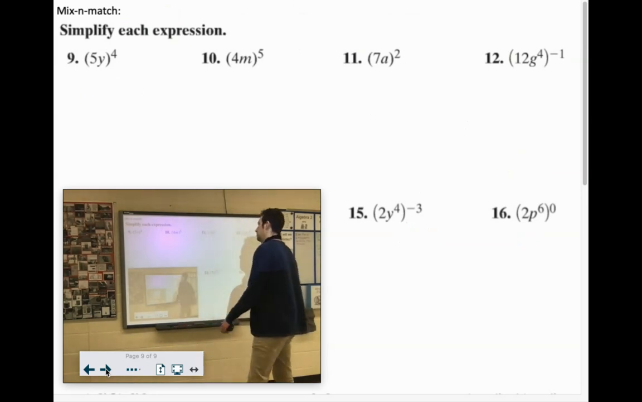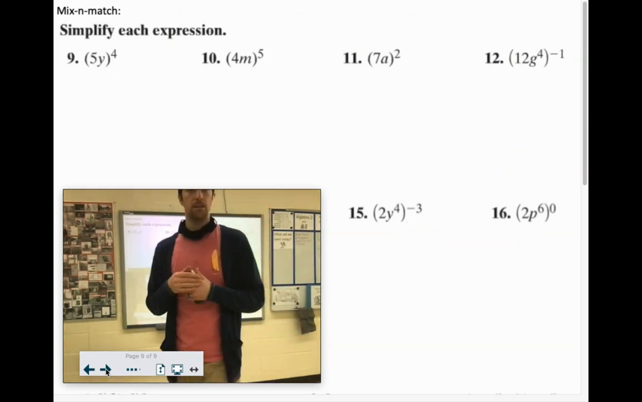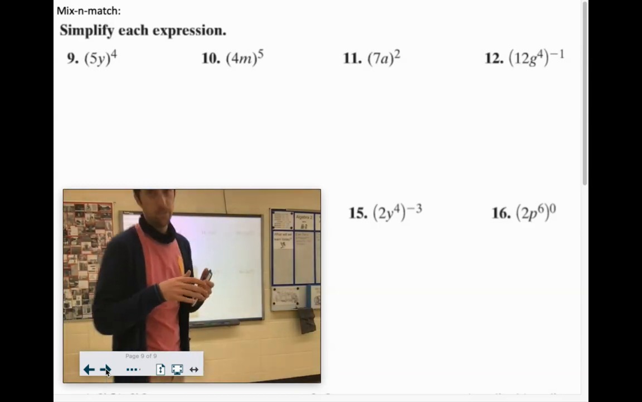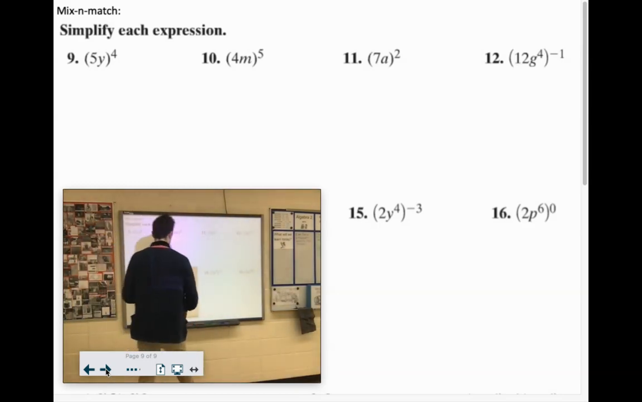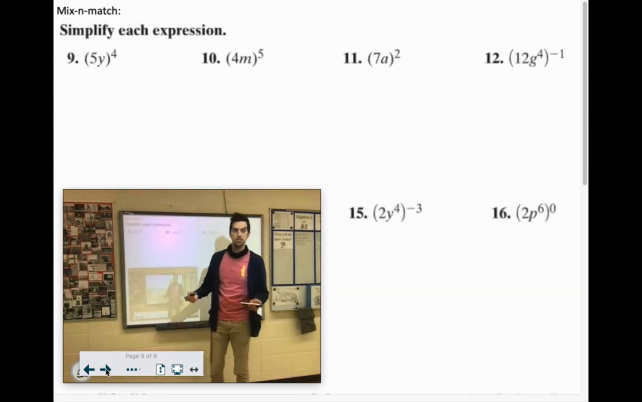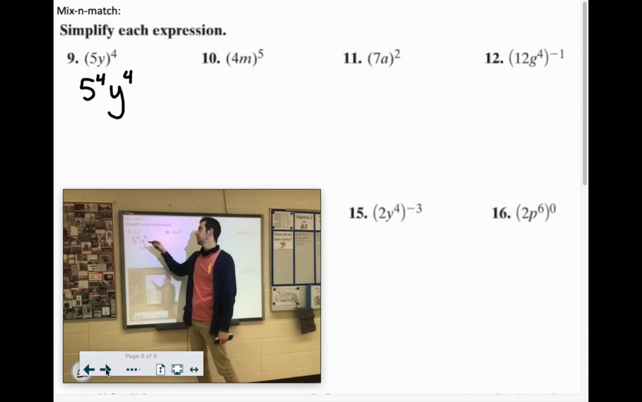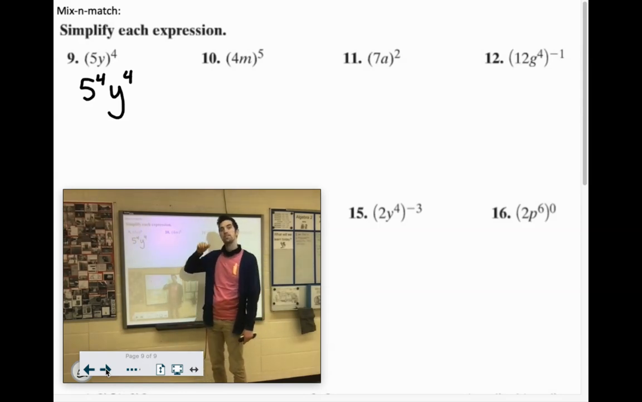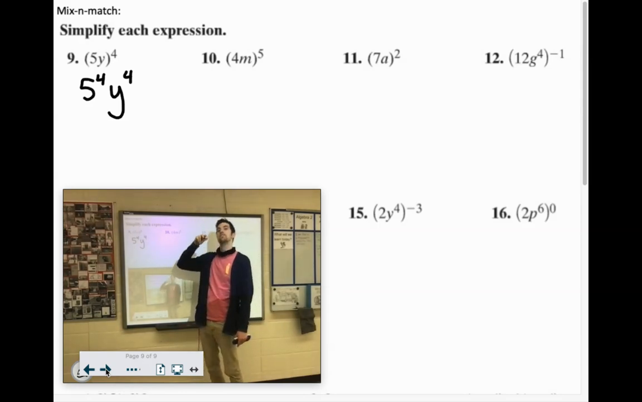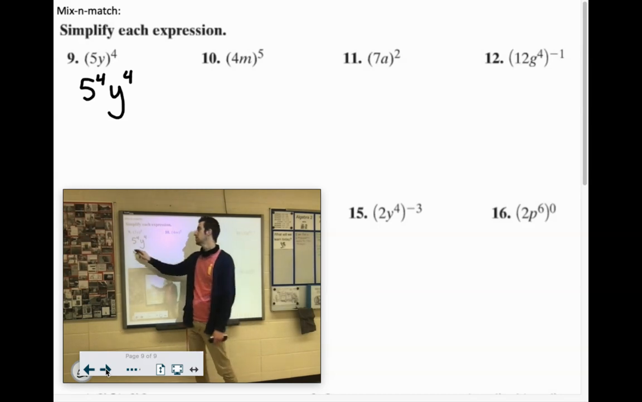So we'll do the mix and match together. I feel like this video has been going a long time. We'll do a couple of them. So 5y raised to the 4th, you got to give that 4th power to everything. So 5 to the 4th, y to the 4th. 5 times 5 is 25, times 5 is 125, times 5 is 625, y to the 4th.